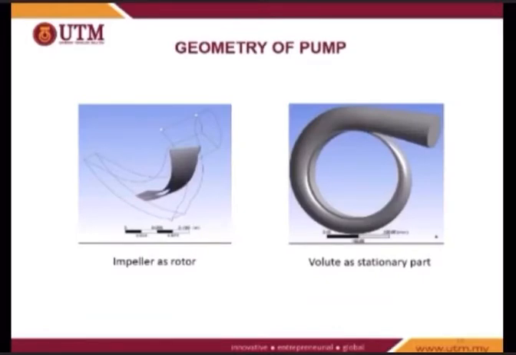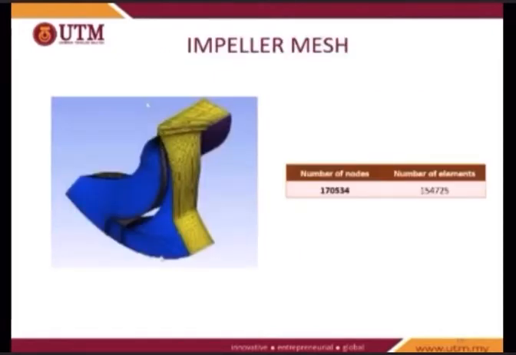So these are the geometry of the pump. The impeller is considered as the rotor of the centrifugal pump, while the volute is considered as the stationary part. The impeller blade models were meshed by the use of ANSYS TurboGrid. The number of nodes and elements is shown in the table.